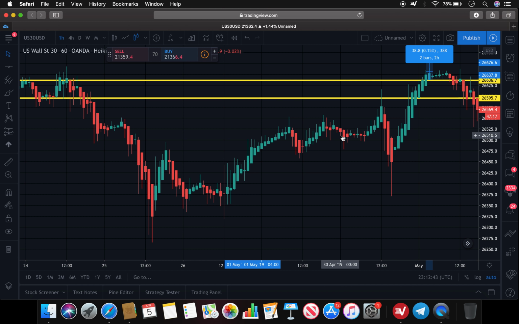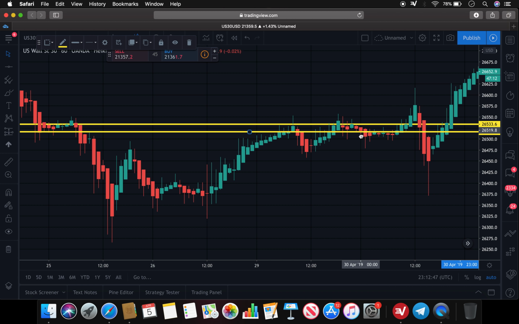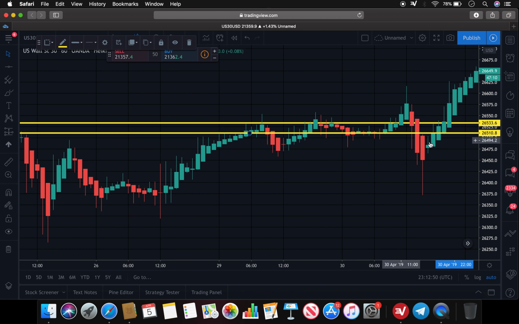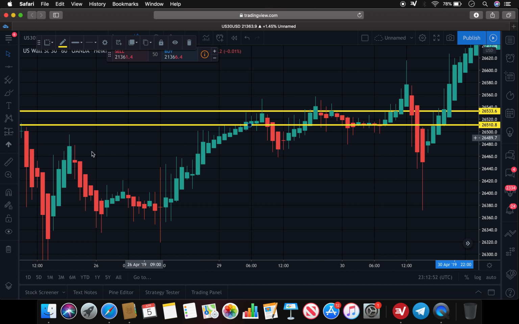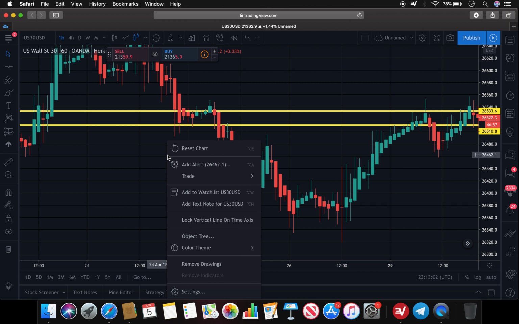Okay, 00. Even here. Okay. Here was a little choppy, but nonetheless, it worked. Okay. And then we see price break out. And we're getting over 300 pips real quick.